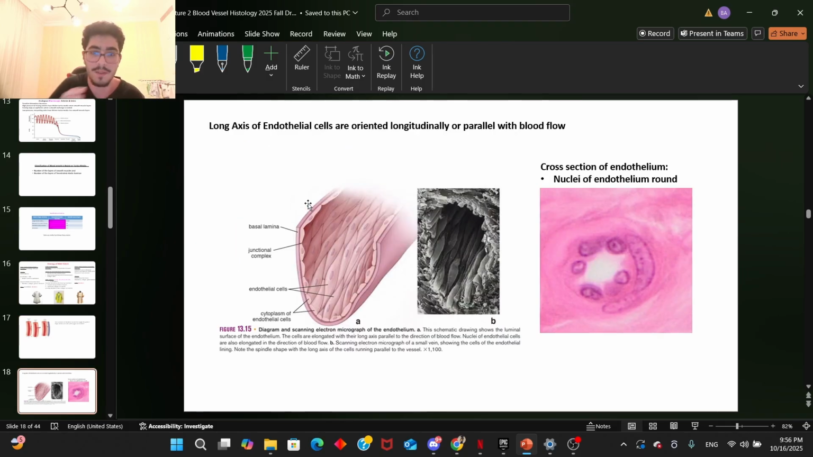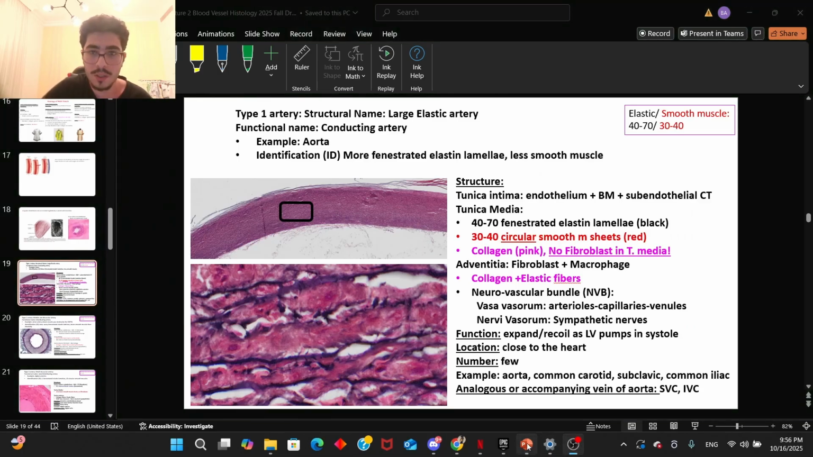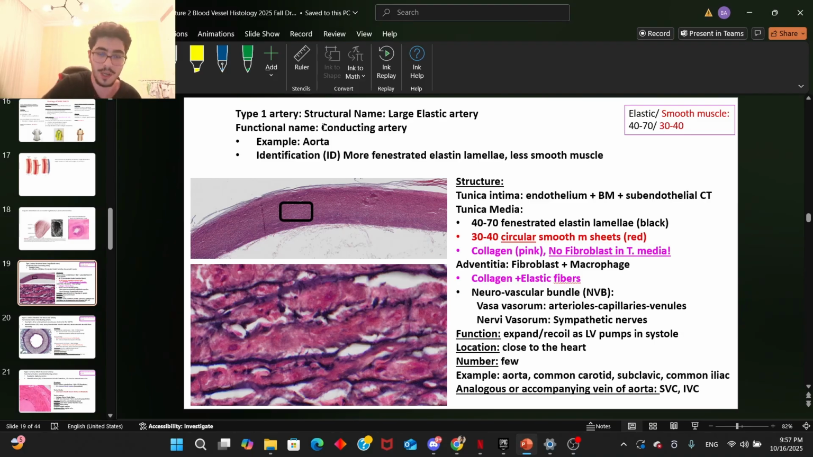That supply the cells of the tunica externa. Here we're just showing you the smooth muscle cells, and as you can see, they're fusiform. This is an arteriole; we'll talk about it a bit later. This is the electron microscope image, and you can see the cells are fusiform here. So this one here is the major elastic arteries. Their functional name is conducting artery.